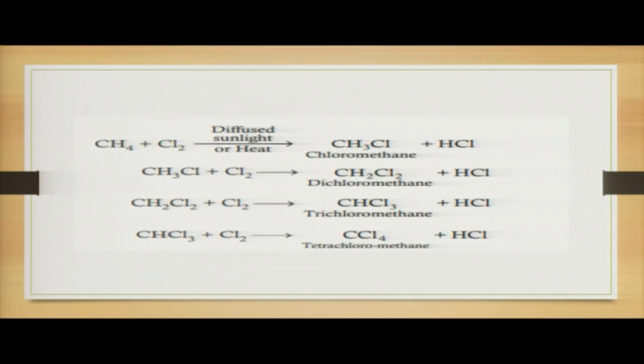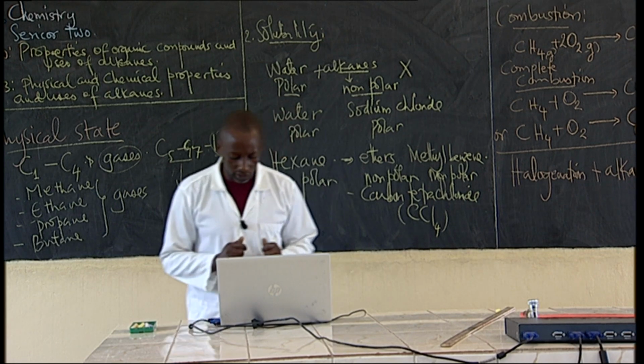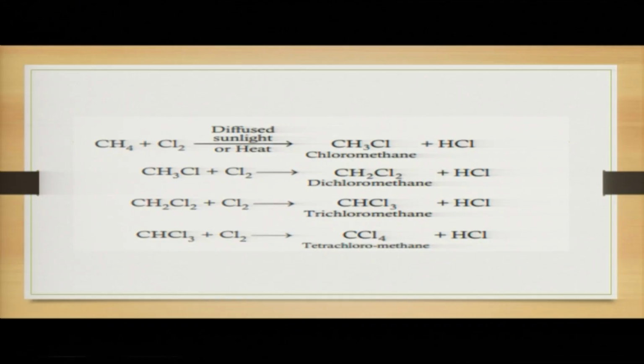So these are some of the examples. What we only need to note is that these reactions are substitution reactions. Just look at what is happening here. You see the methane over here with 4 hydrogen atoms. When it reacts with chlorine, you see one hydrogen here is displaced by one chlorine.